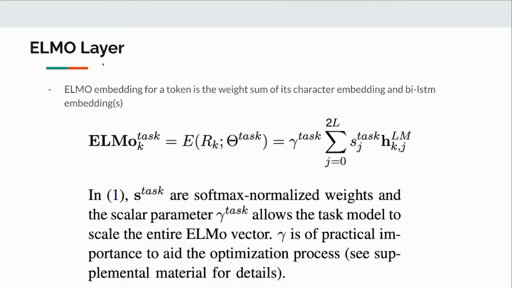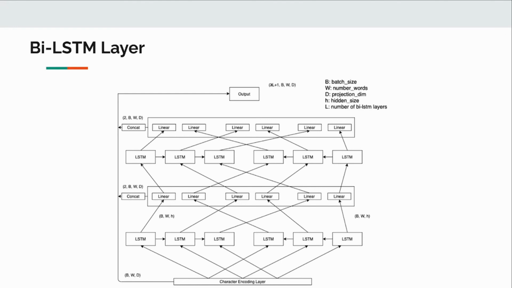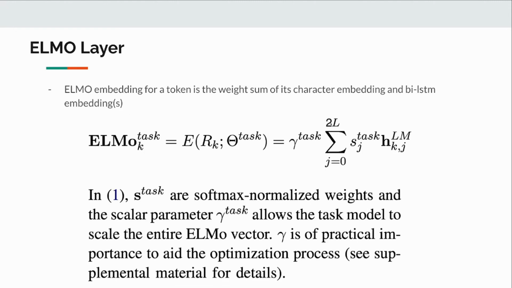Finally, we can talk about the ELMo layer, which is nothing but a weighted sum of the output from the bi-directional LSTM layers. Recall that we have an output shape of 2L plus 1 in the first dimension, and 2L comes from the bi-directional LSTM layers, and plus 1 just comes from the character encoding layer, which is called the base embedding in the paper. And we just do a weighted sum of those to get the final ELMo embedding. That's all about the ELMo introduction.